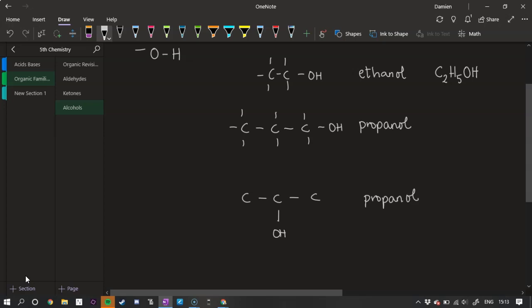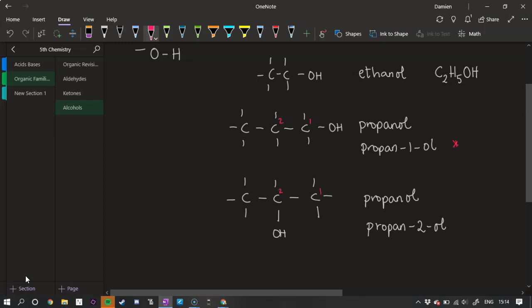So how do we distinguish between the two? Because although very similar, they are actually different molecules. They are different compounds. So this particular one here is actually called propan-1-ol, whereas this one here, the second one, is called propan-2-ol. And the main reason for that is the number of the carbon that it's on. This is on the first carbon, this is on the second carbon.